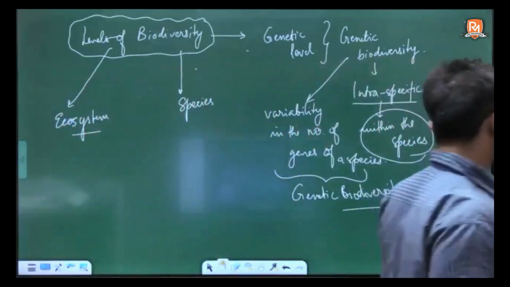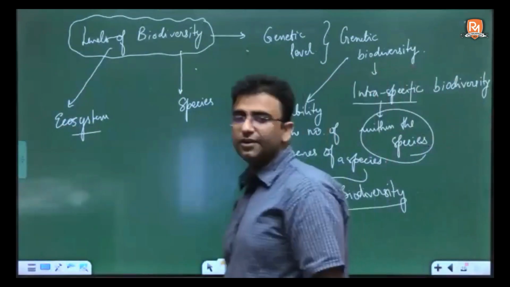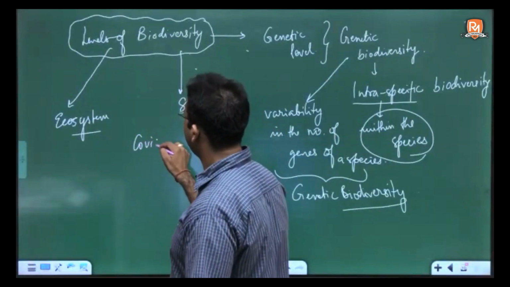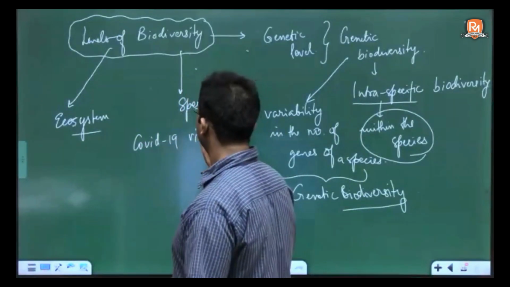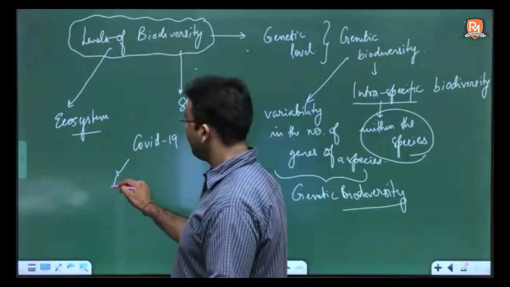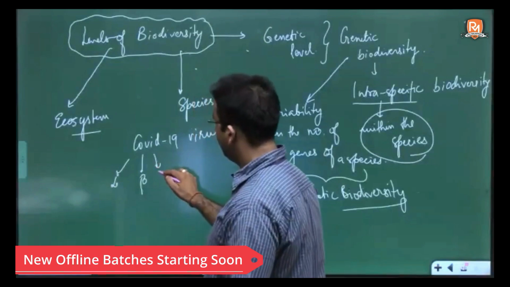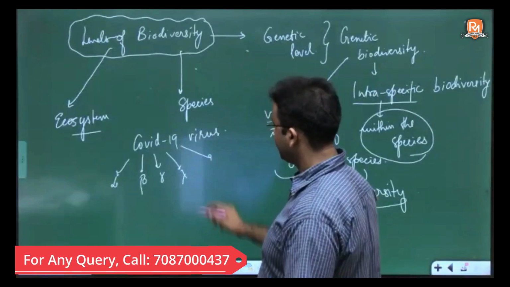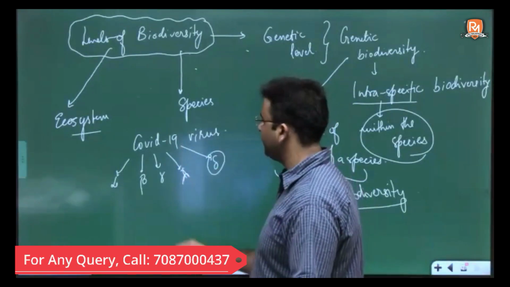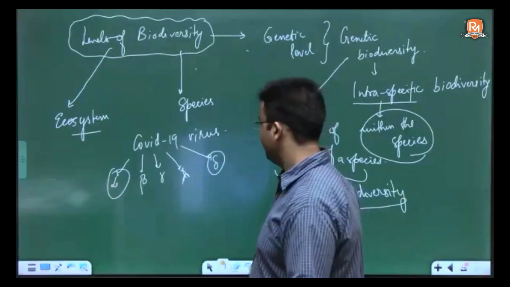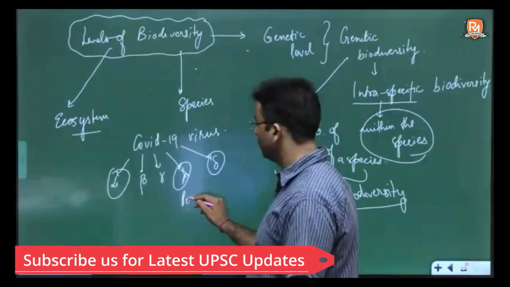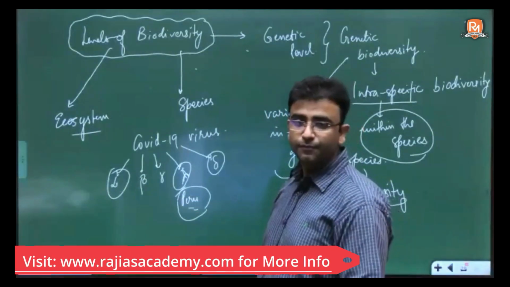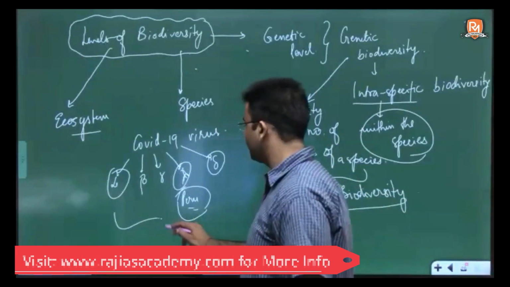Like for example, that's right, Hannah, you can say there is this COVID-19 virus. There is alpha variant, beta variant, gamma variant, and there was delta variant. Delta in India, alpha was in UK. Lambda is now found from Peru, which is again becoming a problem for the human race. So this is the example of genetic diversity.